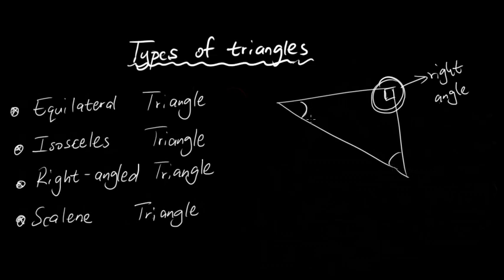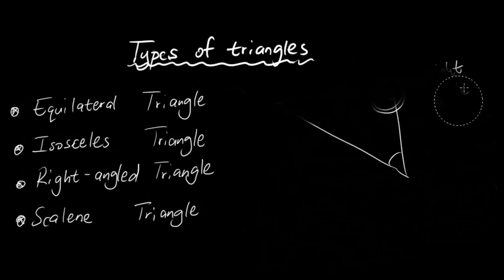The nice thing about this type of triangle, you are able to use your Pythagoras theorem. This is the only triangle where you are allowed to use the Pythagoras theorem. This is the only triangle where you are allowed to use trig ratios, your SOHCAHTOA. This is the only triangle where you are allowed to use half base times height when calculating the area. That's all I wanted to say about the right-angled triangle.